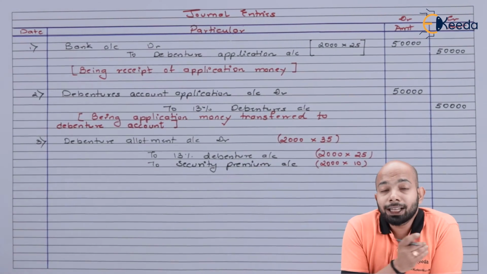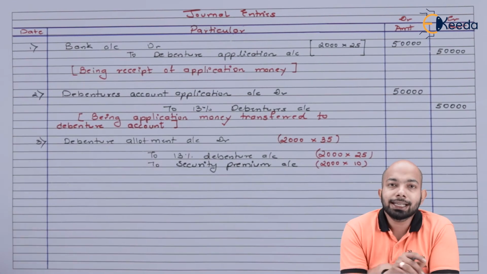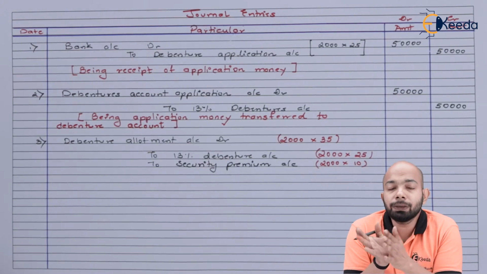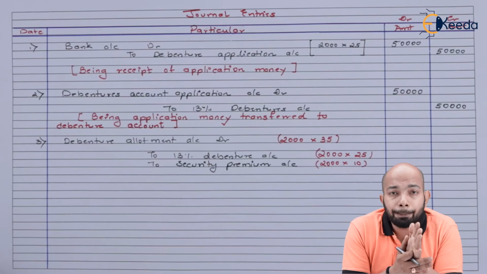Now, the premium that we had to take care of is rupees 10. The total allotment money refers to 35 rupees. That means out of 35, if 10 rupees goes for premium, the rest 25 will go towards the debenture capital account.